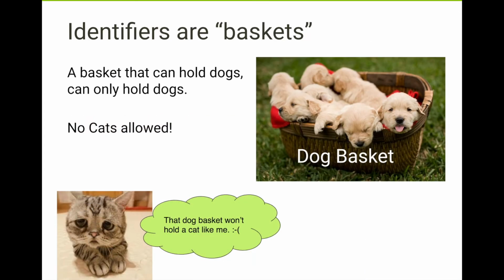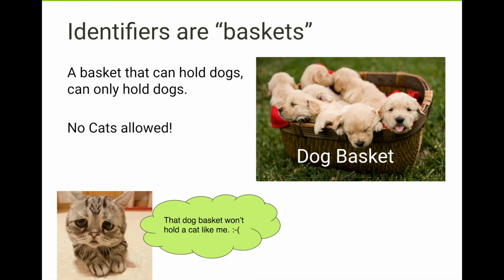Now we've got a dog basket full of puppies. You know what a dog basket can hold? Only dogs. And you know what a cat isn't? A cat is not a dog. So a cat cannot go into the dog basket. The cat is even sadder than the dog. How do they do that? They must have modified those eyes. It's just too unreal.